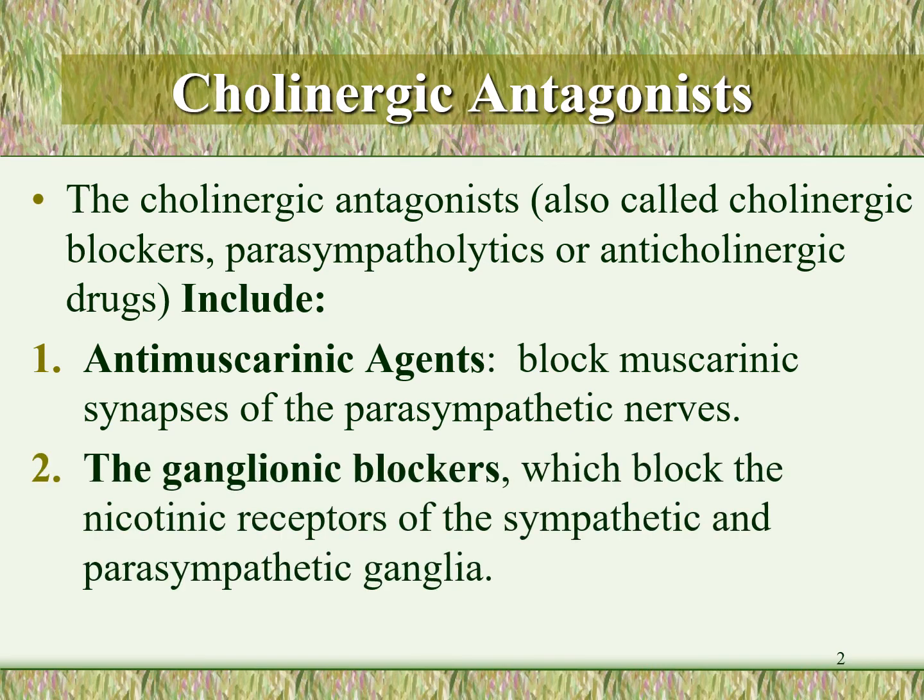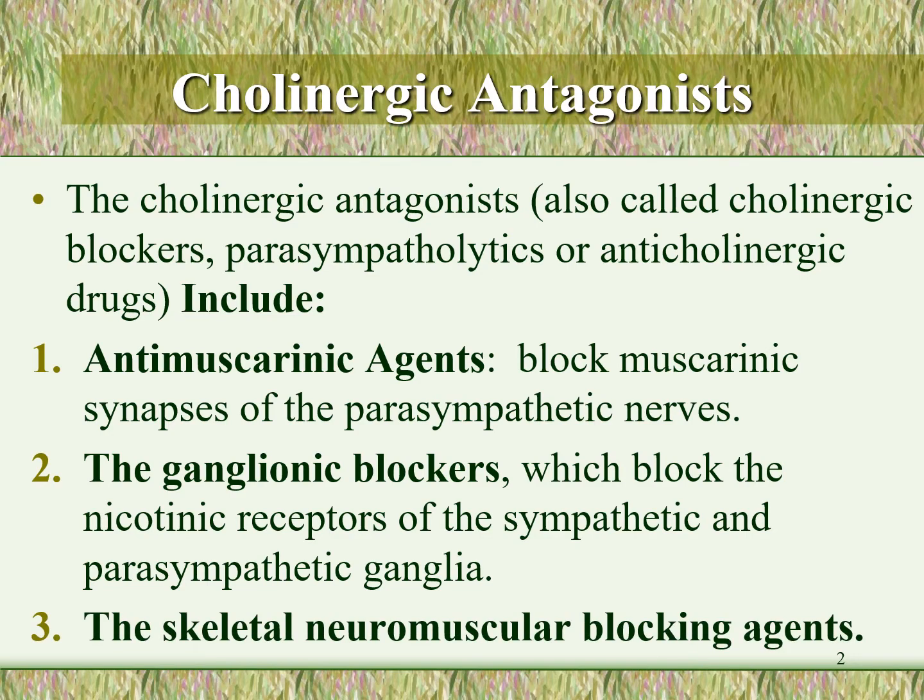The second group of drugs that belong to cholinergic antagonists are the ganglionic blockers. This type of drug blocks the nicotinic receptor, selectively the N type that occurs at the autonomic ganglia, so they are called ganglionic blockers. These drugs tend to block both sympathetic and parasympathetic ganglia, because they have the same receptor and the same neurotransmitter, acetylcholine.